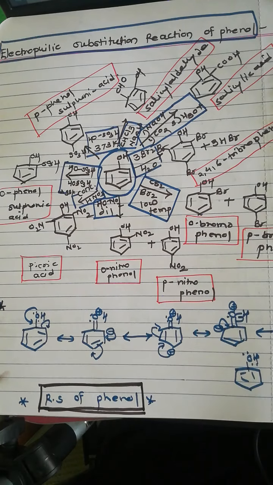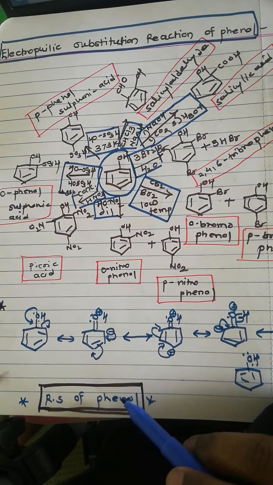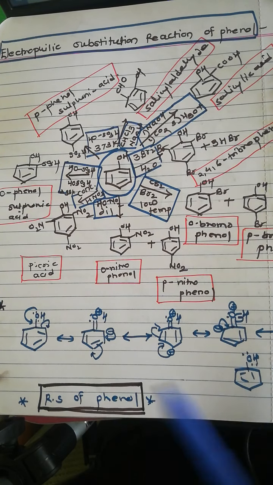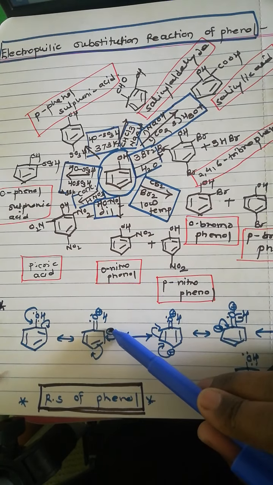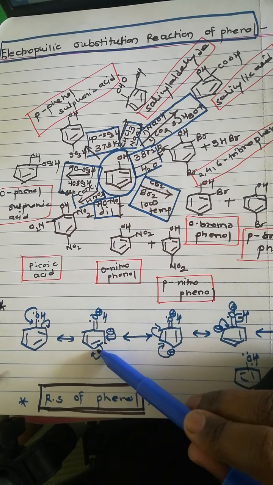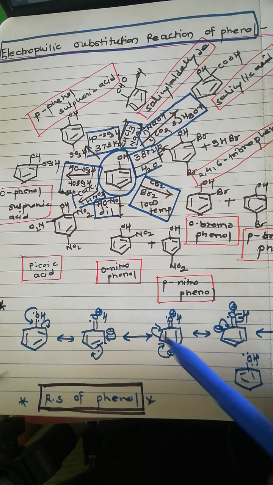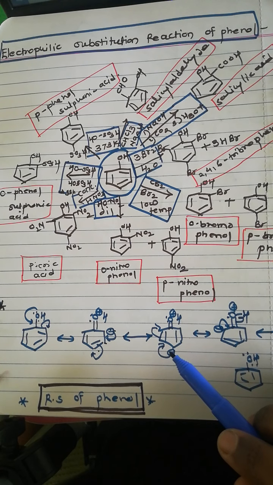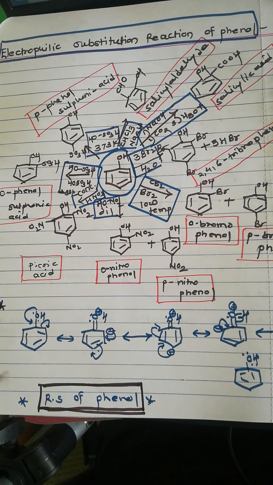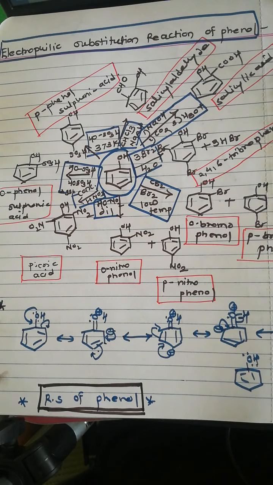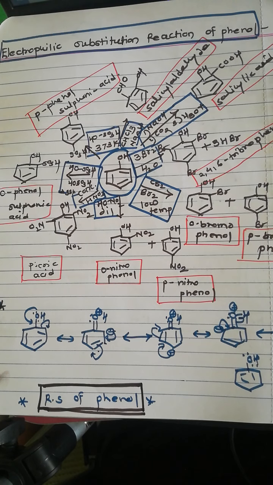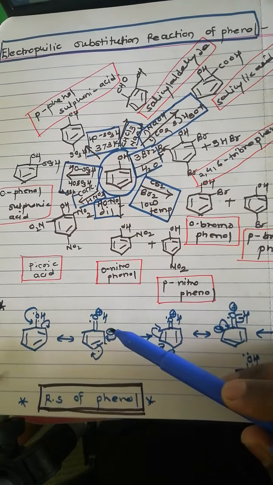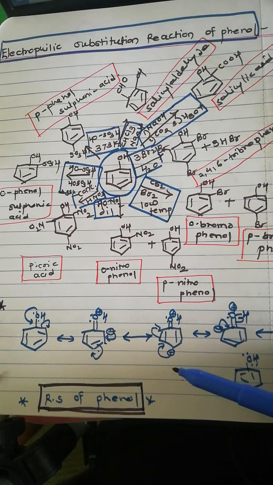The trick is, first you have to know the resonating structure of phenol. Here the resonating structure of phenol is given. This is the ortho position, this is meta position, this is para, this is meta, this is ortho position. Here at ortho position negative charge, here at ortho position negative charge, and para position negative charge. Means the ortho and para positions of phenol are electron rich. Therefore, at ortho and para positions the electrophile adds.